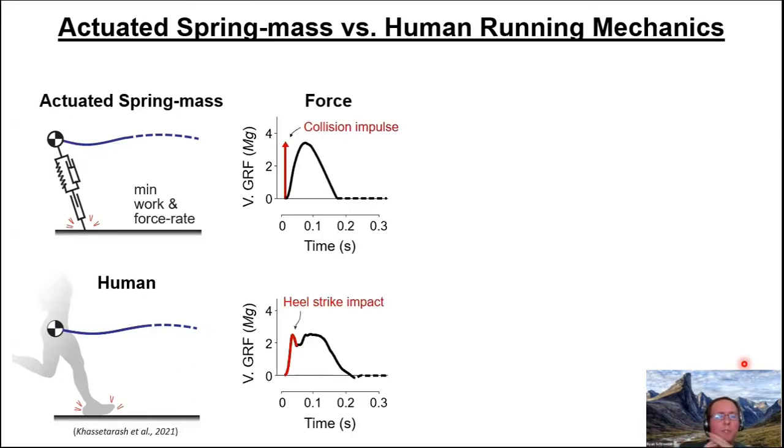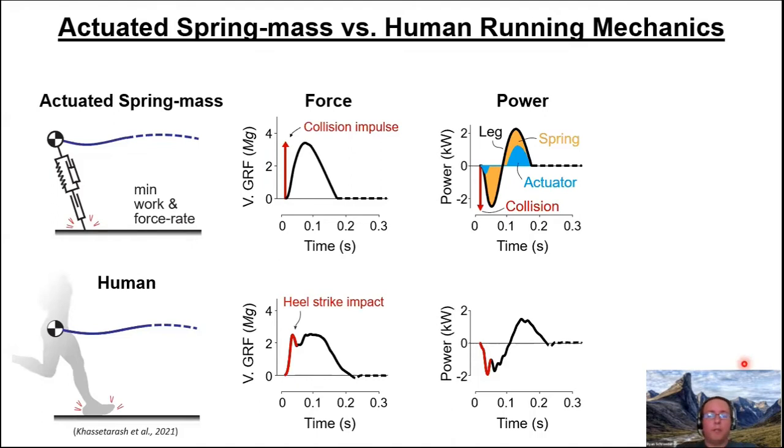So vertical ground reaction forces, they compare pretty well. We think the sort of transient heel strike impact is at least conceptually represented with our collision impulse in the model. And then the ground reaction force looks reasonable. One of the kind of cool things, sort of a smaller nuance thing that comes out of this is this sort of temporal asymmetry where force rises more quickly than it falls off.